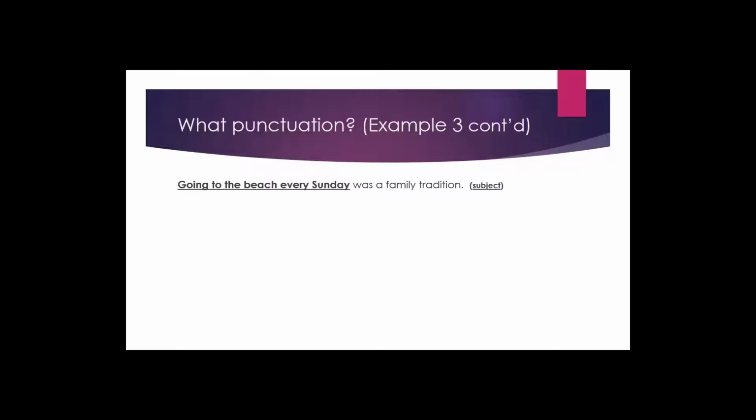So notice that going to the beach every Sunday is the subject of our sentence. And to make this a little bit clearer, imagine that going to the beach every Sunday was replaced by the word it. So you can see that it would be the subject of the sentence representing going to the beach every Sunday. So if that's the case, we wouldn't put a comma after it, right? We wouldn't put a comma between the subject and the verb. So in the same way, we wouldn't put a comma between going to the beach every Sunday and the verb was.